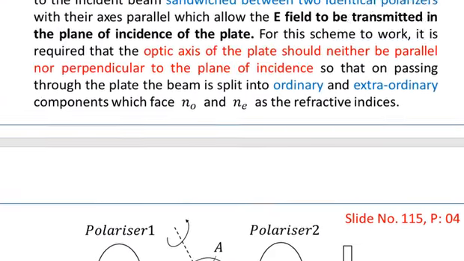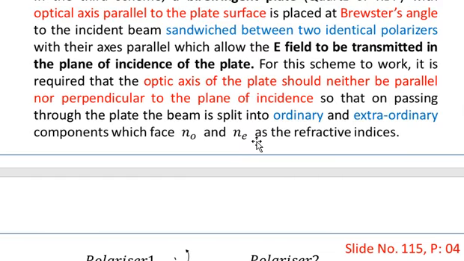So when these beams, that is the ordinary beam and the extraordinary beam, come out from the crystal, they will combine together, and we want their combination to form a linearly polarized beam, which can easily pass through the second polarizer. That's why we have arranged the two polarizers parallel to each other.